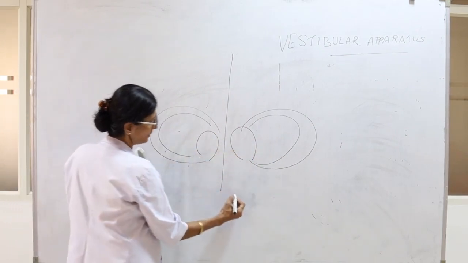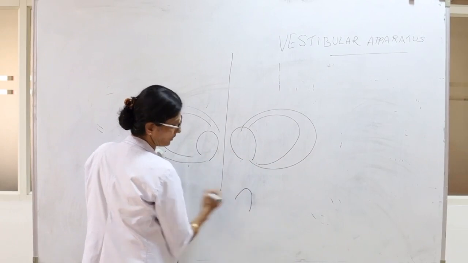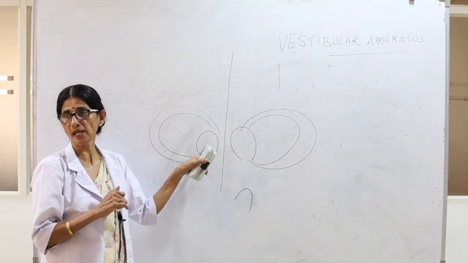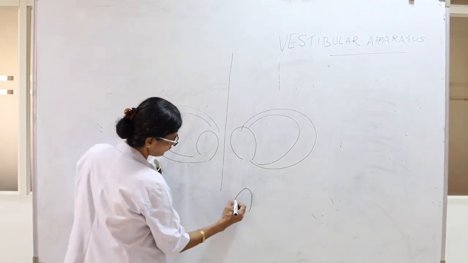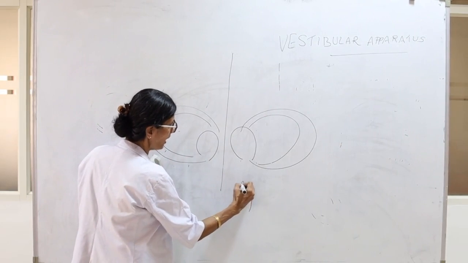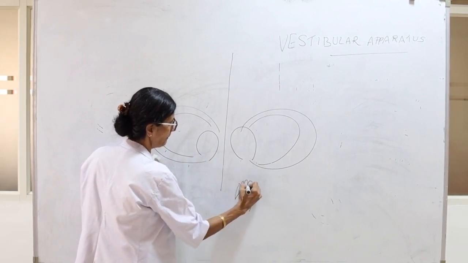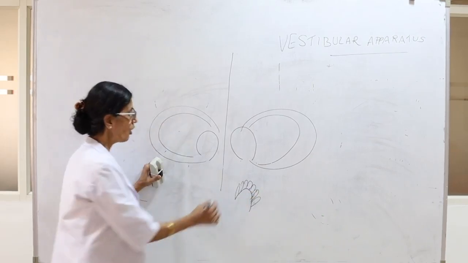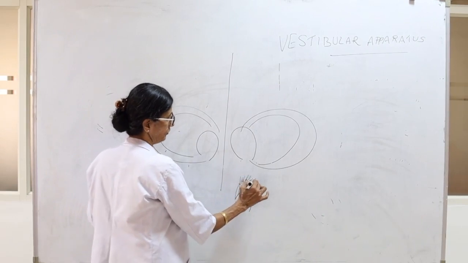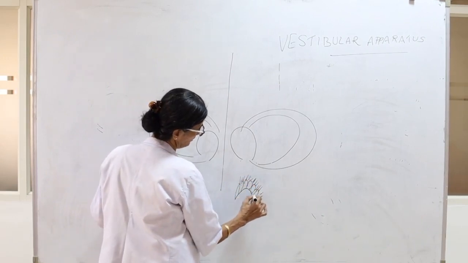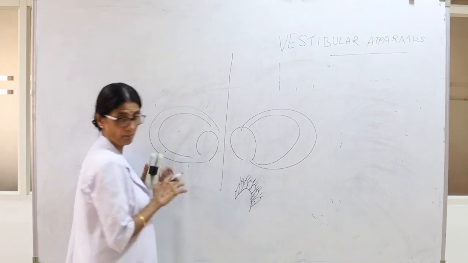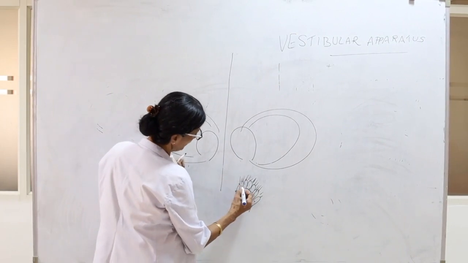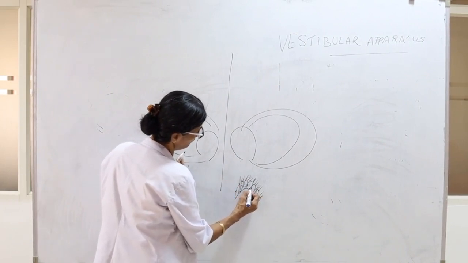Now this structure is seen as a dome-shaped structure, a thickened epithelium of the membranous labyrinth. It is made of tall columnar epithelial cells which are also ciliated. So in short they are epithelial cells, but in between we can see there are supporting cells also.